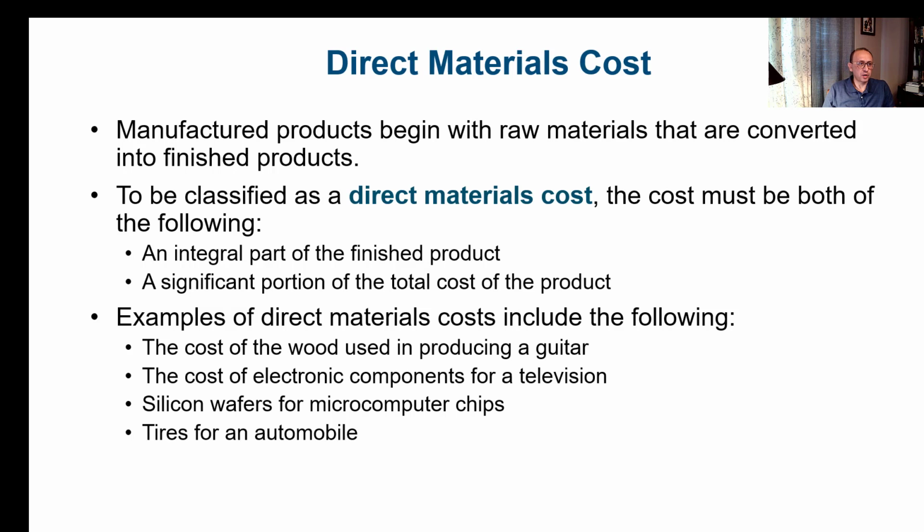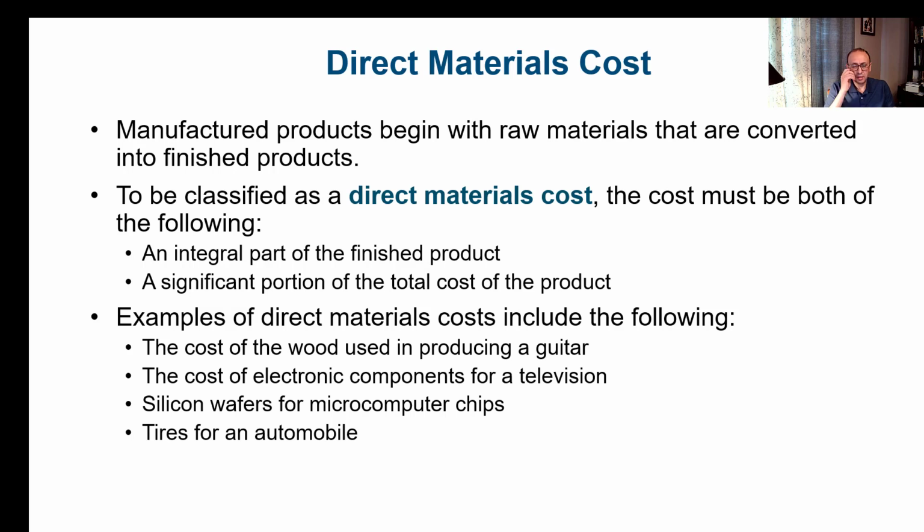So manufacturing products begin with raw material that are converted into finished products. To be classified as direct material cost, the cost must be both of the following. It has to be an integral part of the finished product, things like wood. It's an important part of the guitar. And it has to be a significant portion of the total cost of the product. It has to be something significant.